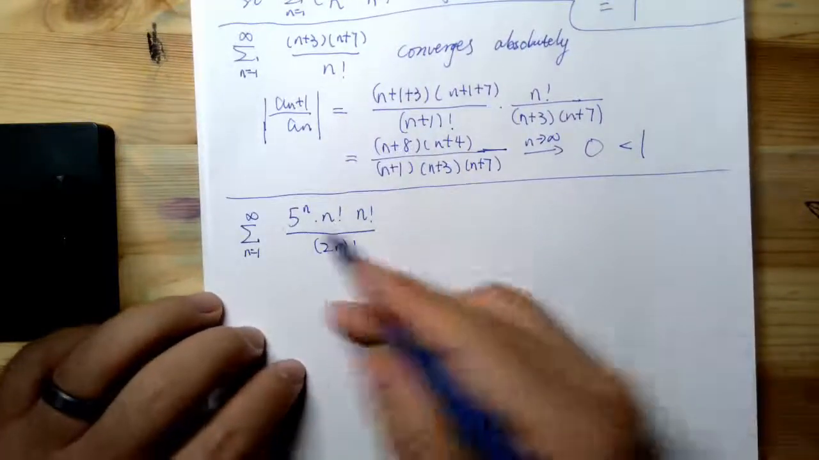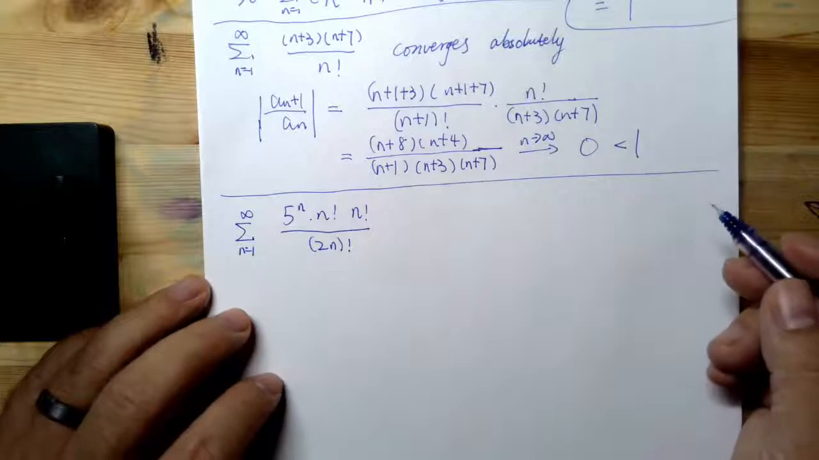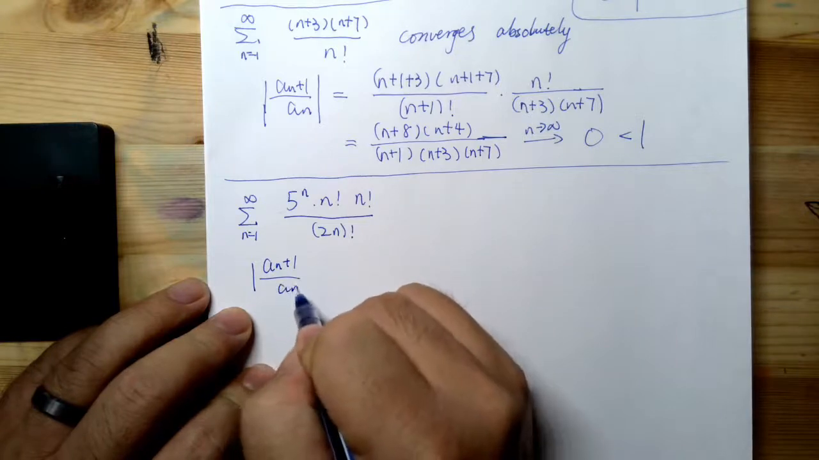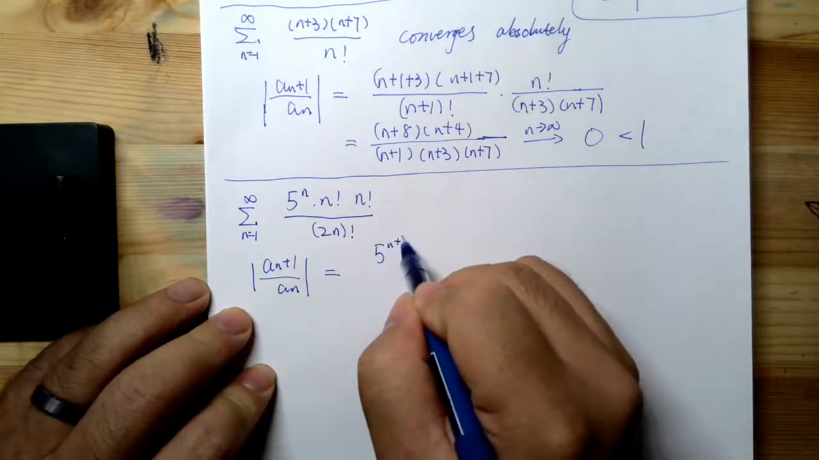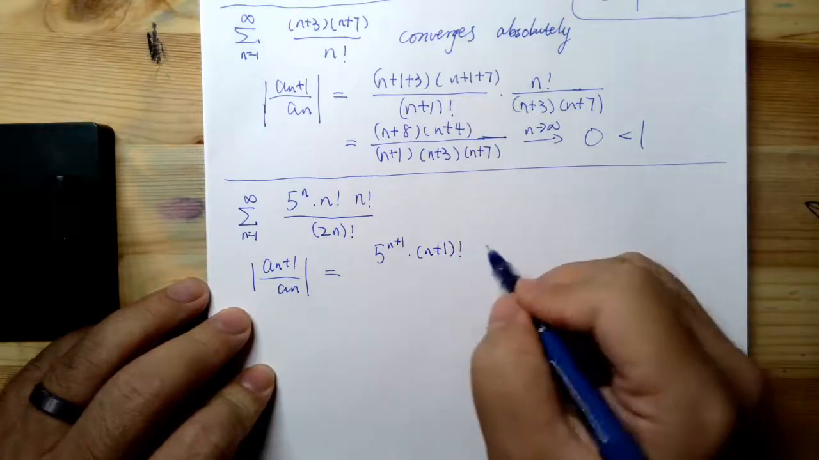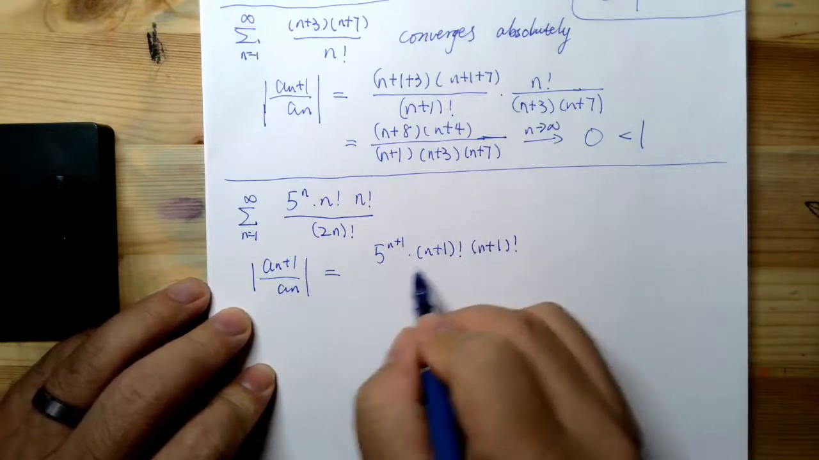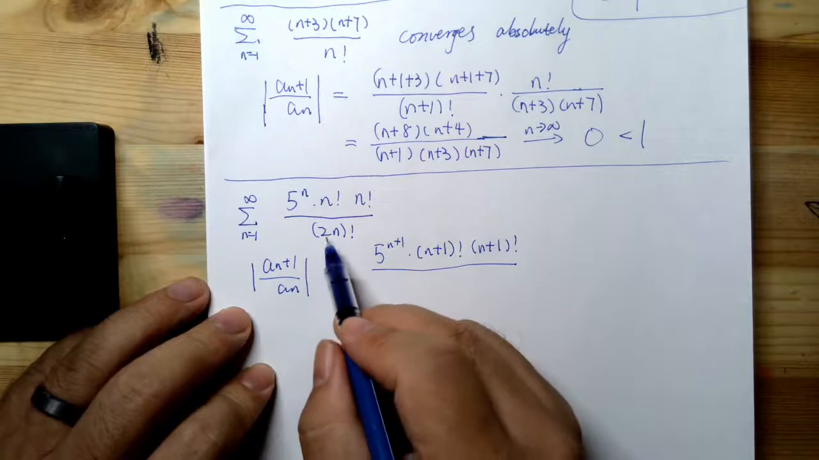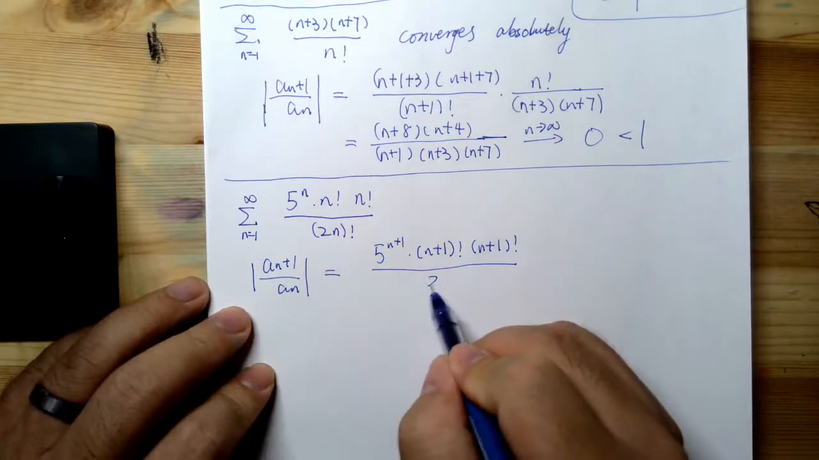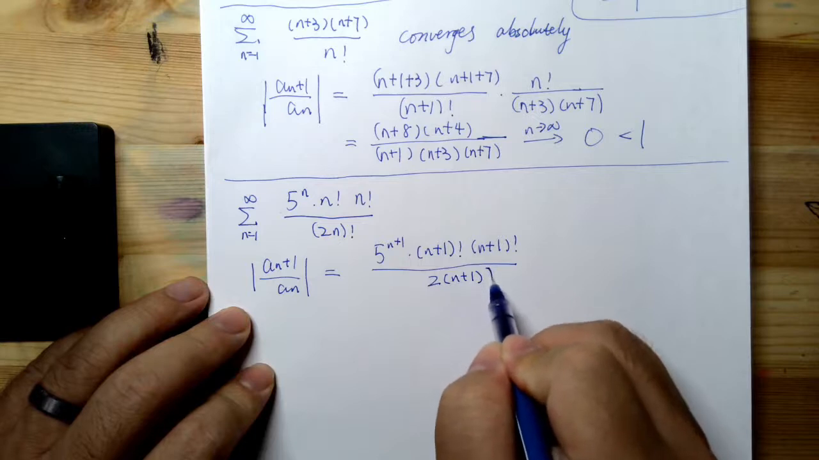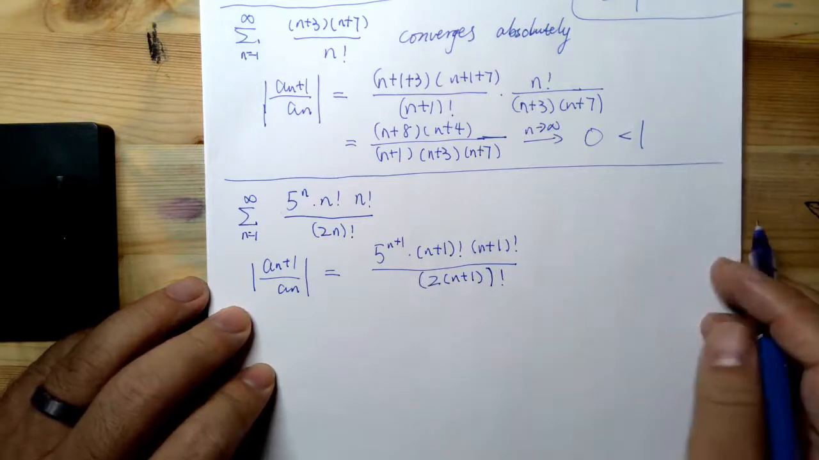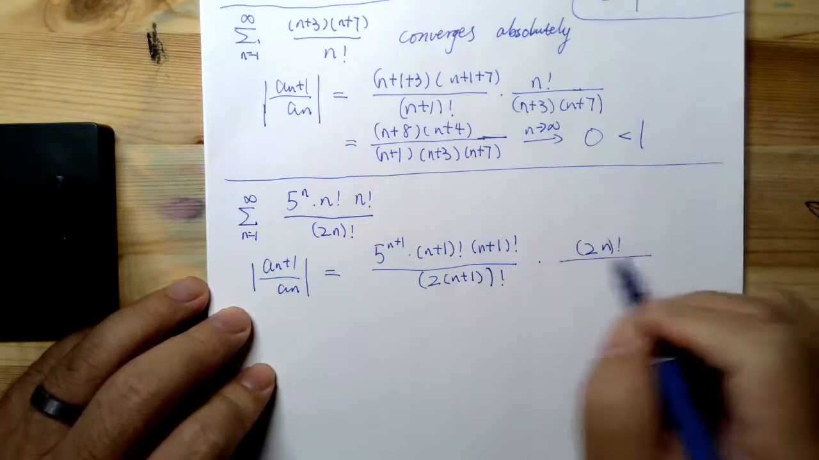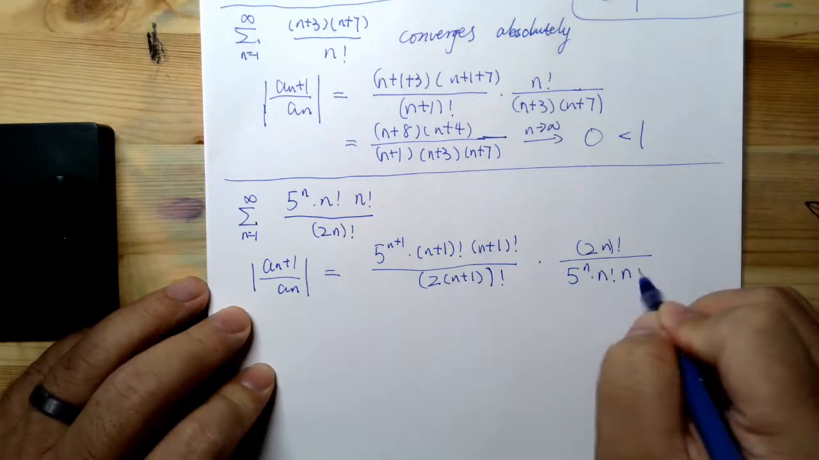Now, same thing for this one. You can see we have so many factorials, so we can also apply the ratio test. a_(n+1) over a_n: that is 5^(n+1), ((n+1) factorial)(n+1) factorial. I need to mention that this part is extremely important because students often make mistakes here. The denominator is 2 times parentheses (n plus 1), and then there is a factorial. And then multiply by the reciprocal, so it's (2n) factorial, 5^n, n factorial, n factorial.